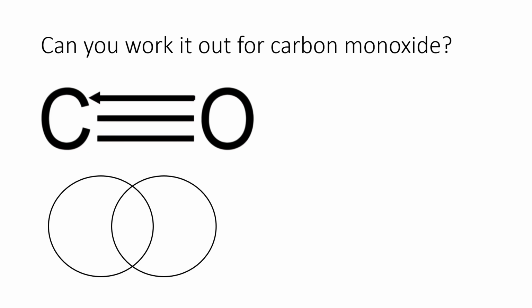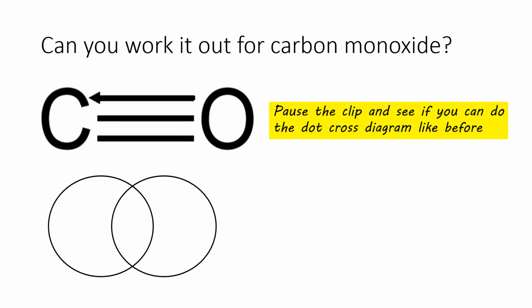So let's have a look at it for carbon monoxide. What I provided as a bit of a hint is a diagram showing not just the fact it's a triple bond, but also the fact that one of the bonds in the triple bond is dative covalent. So this throws up another conundrum, which we'll talk about in a second. Let's pause the clip again and see if you can do the dot cross diagram like before.